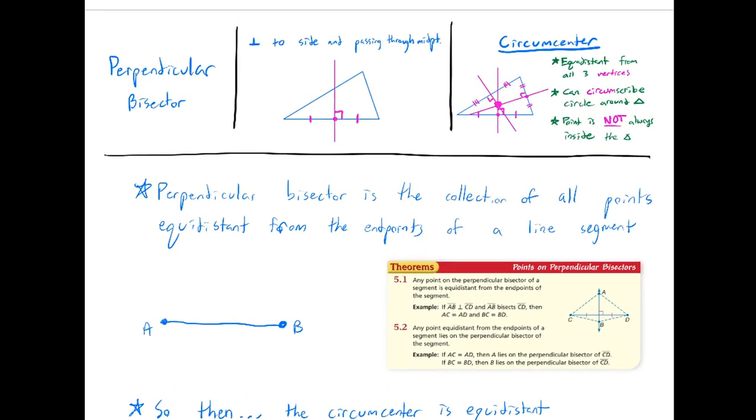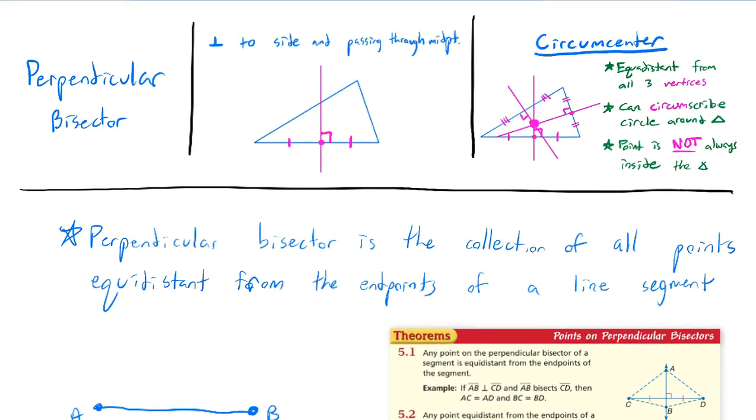Okay, so down here, first the perpendicular bisector. Now this is actually a huge concept. What is the perpendicular bisector? It's literally what it says. It's perpendicular and it bisects the sides. So it's perpendicular to a side and it passes through the midpoint. You see the right angle. You see that it passes through the midpoint, so it bisects the side perpendicularly.